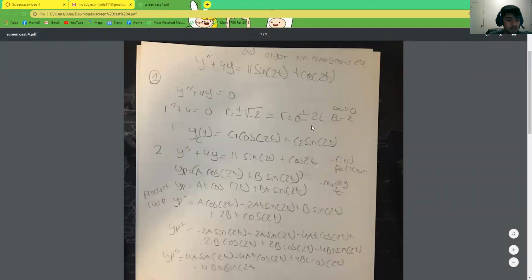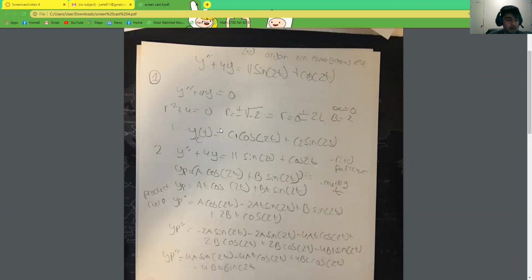And then we're going to plug that into the complex general solution. And we get y_c of t equals c1 cosine of 2t plus c2 sine of 2t. We're going to use c in order to use the equation later on. Now we have to find y_p, the particular solution, which will be based on the right side.